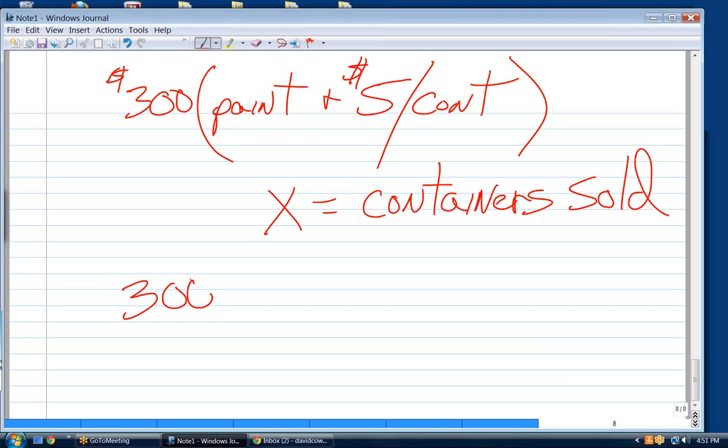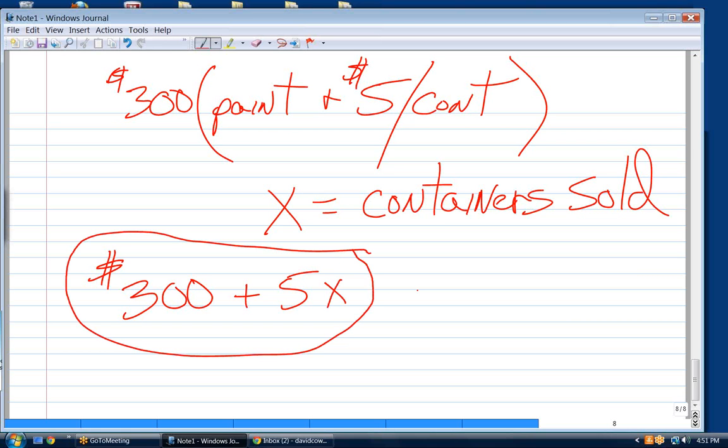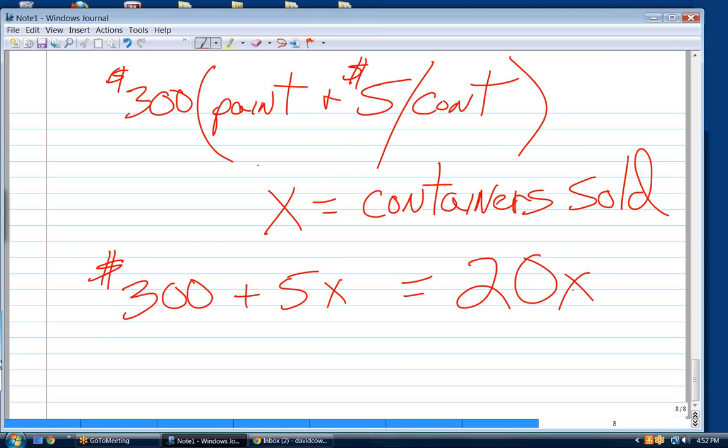So the total cost of the business is $300 for the paint, 300 plus 5x. So that's our total expenses. And we want that to equal our total income. What do we sell each container for? $20. There's our total income. In other words, to break even, what we take in has to equal what we spend.